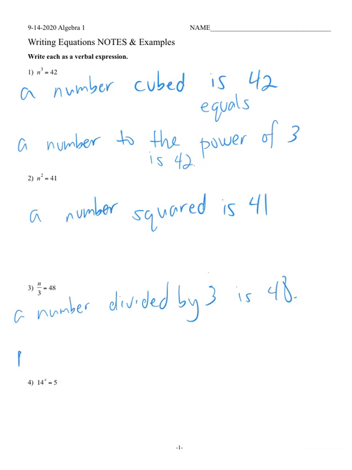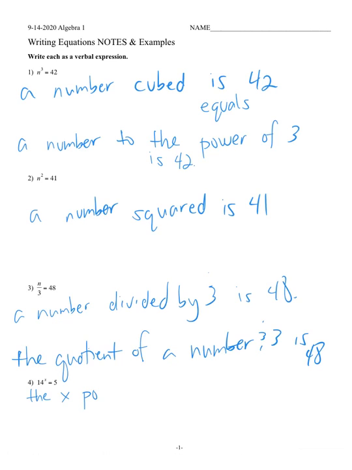Cole said the quotient of a number is 48. How would you do 14 to the x power is 5? Yes. You could also say the x power, because power means exponent, of 14 is equal to 5.